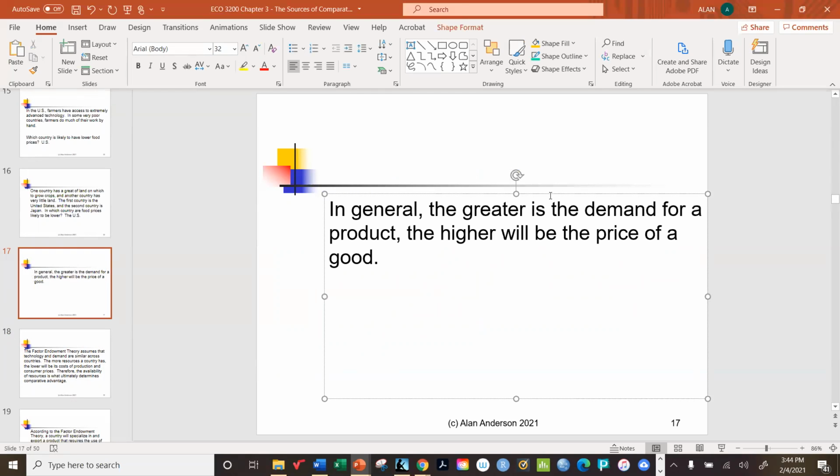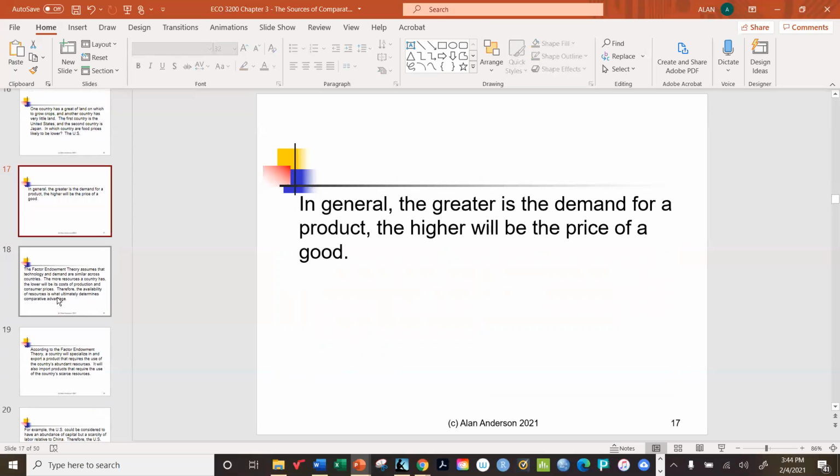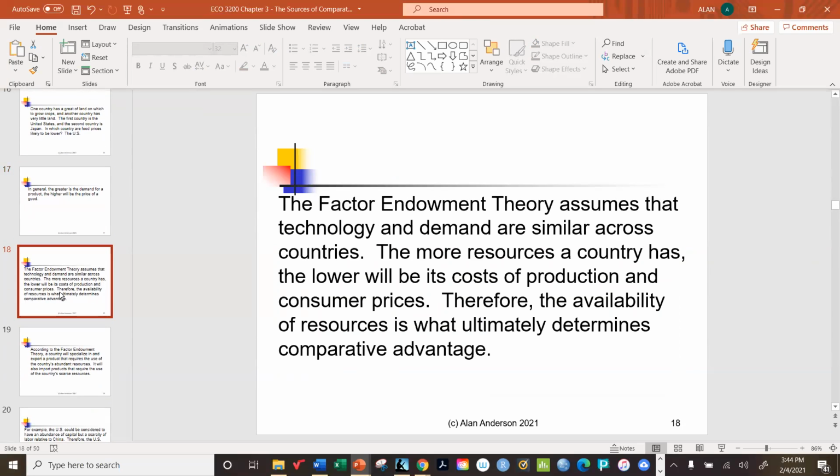All right, now, having said all that, in the Heckscher-Ohlin theory, or factor endowment theory, they're going to basically assume, just to keep things simple, that all countries have access to the same technology and the demand for their goods is very similar. So therefore, comparative advantage ultimately comes down to the availability of resources. Okay, the more resources we have, the lower will be our cost of production, and therefore we'll have an advantage over other countries, and that means we'll have a comparative advantage.